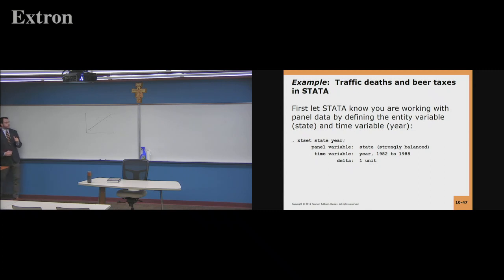Trying to estimate the effect of beer taxes on traffic deaths is, first of all, a way to test whether this hypothesis holds true, whether making an action more costly is going to reduce the number of people that engage in that action. And also, it's an opportunity to measure how many traffic deaths we can prevent by increasing beer taxes by a certain amount.